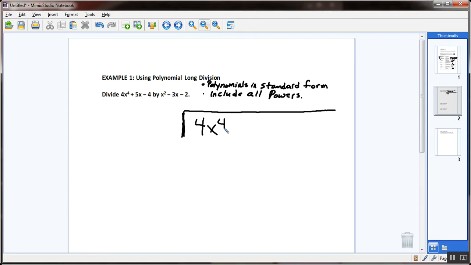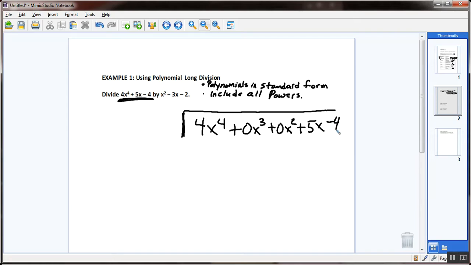Do you see an x cubed listed anywhere in here at all? So I have to write plus 0x cubed. Do you see an x squared listed in here at all? Nope. So plus 0x squared under here. See an x up there anywhere? So plus 5x. And then we're down to a constant. Just a number with no x by it. So what number is going in the end? Minus 4. Okay? So my dividend, I've put that in standard form, and we've put all of those terms in there from 4 all the way down to 0.